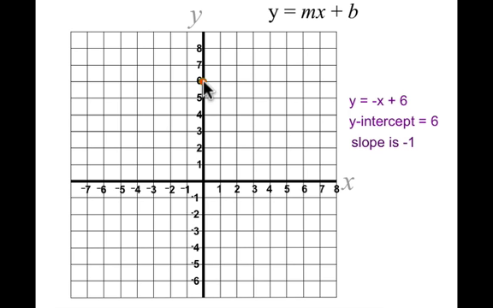So the line is going to go down to the right, and so you go over 1 and down 1, because this is a rise of negative 1 over 1, which is negative 1. And you draw a line through these points, and there's your line for y equals negative x plus 6.